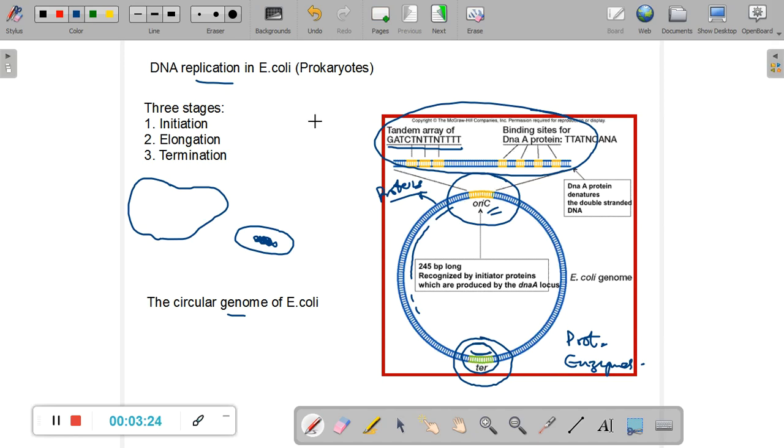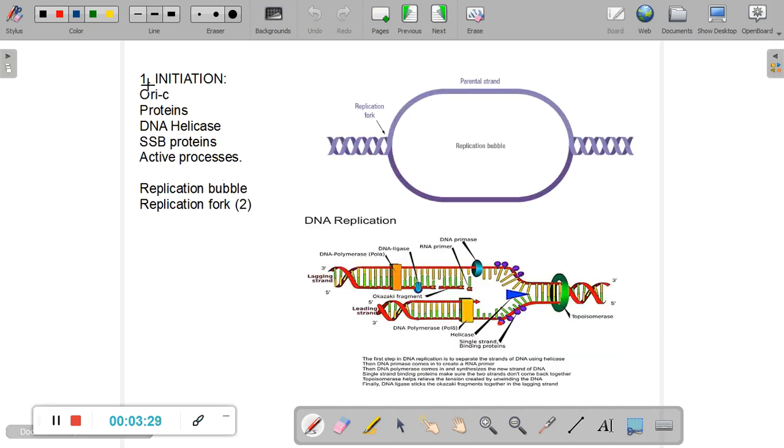Now let us proceed further and look at each of these three stages in slightly greater detail. First of all, let us go to initiation. Initiation is basically the beginning of replication, and where does it start? It starts at ORIC in the circular genome. So we have the circular genome here, and probably here we have this particular site called the ORIC, origin of replication.